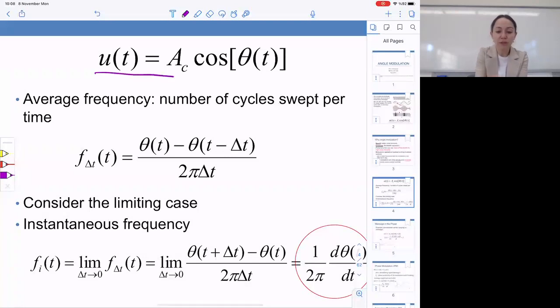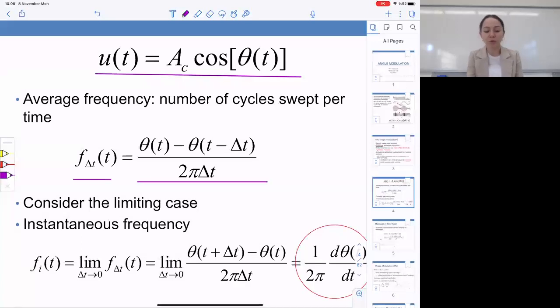So let's look at this modulated waveform, u of t equals AC cosine theta of t. Now, it has time varying frequency, but we can talk about a frequency at time t. We could approximate this frequency at time t by taking an average of the amount of phase change in an amount of time of duration delta t and divide by 2 pi times delta t, because this theta of t is in radians. So in order to convert to cycles per second, we need to divide by 2 pi.